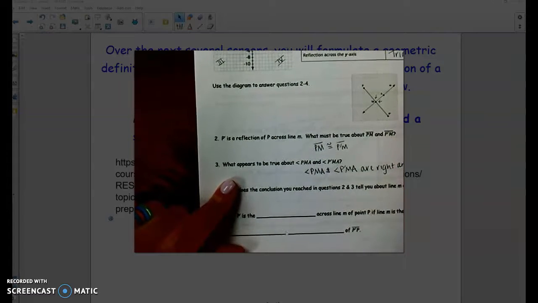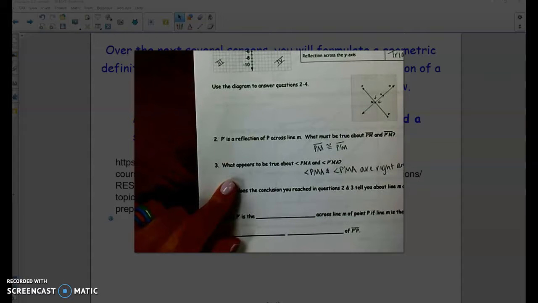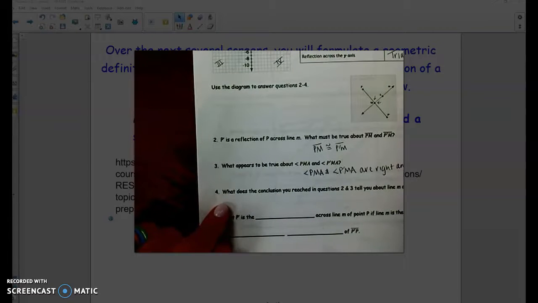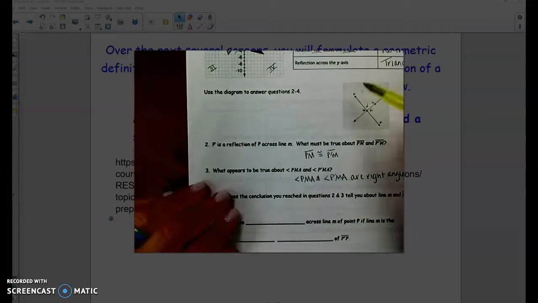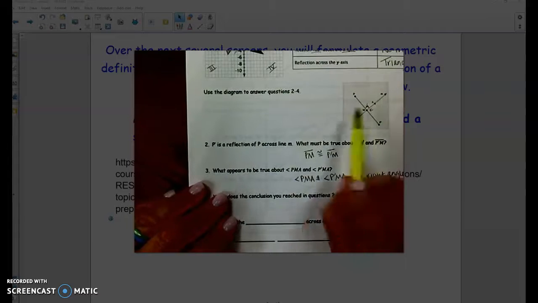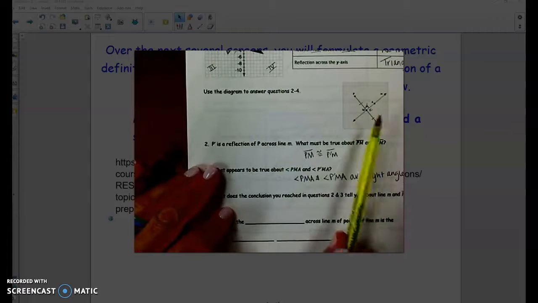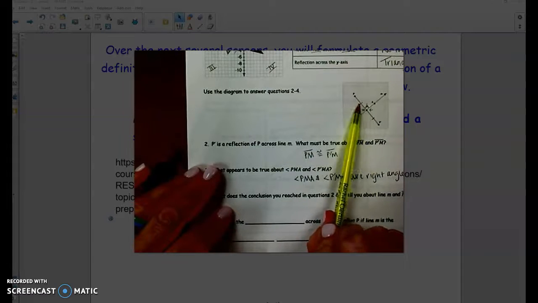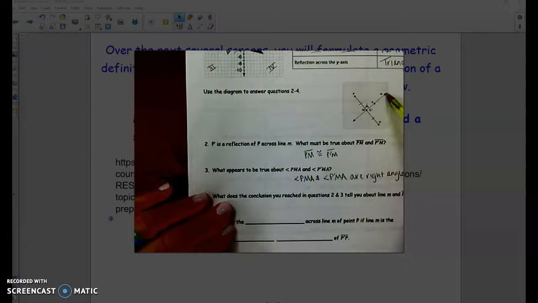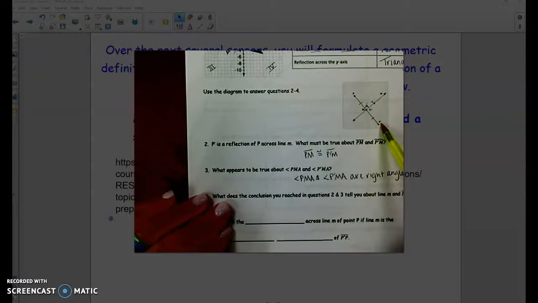All right, so let's look at the next question, number 4. What does the conclusion you reached in questions 2 and 3 tell you about line M and segment P prime P? So line M, we just said, is making these right angles here. And we said in number 2 that PM and P prime M are congruent to each other. So if we're creating a perpendicular relationship and congruency at the same time, then that means line M has to be a perpendicular bisector of this segment P prime P.